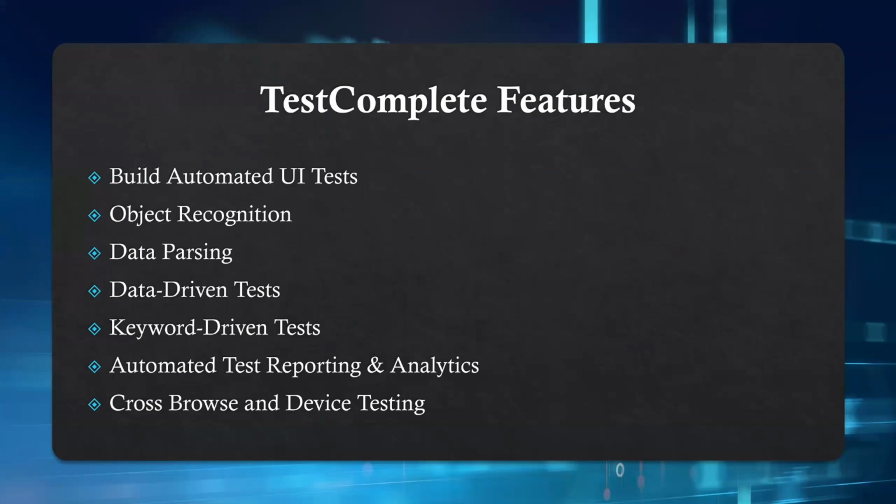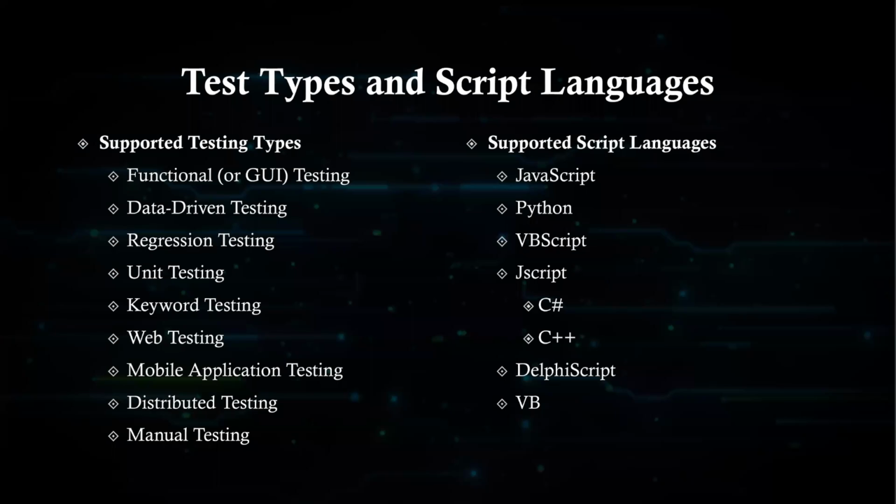Some of the features include the ability to build automated UI tests, object recognition, data parsing, data-driven tests, and even cross-browser and device testing. It supports many testing types, such as functional testing, data-driven, regression, unit, keyword testing, web testing, and basically all the ways you can probably test your software, and that many companies have adopted to test their software.